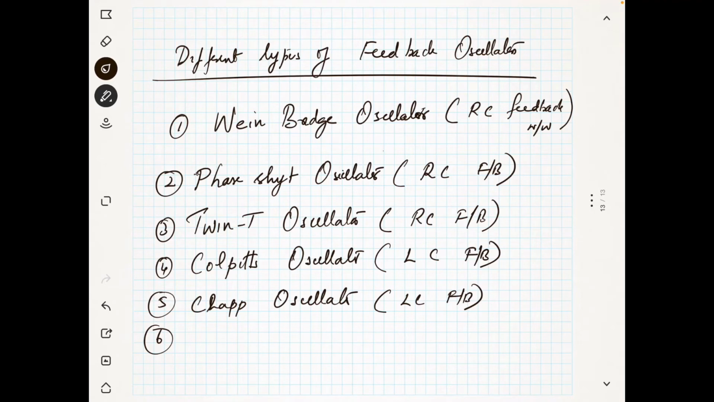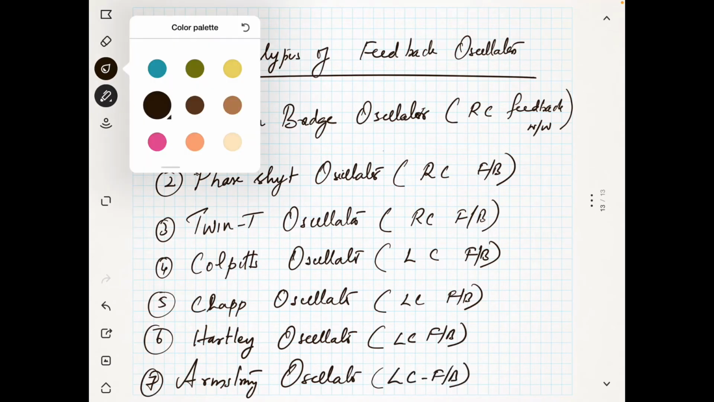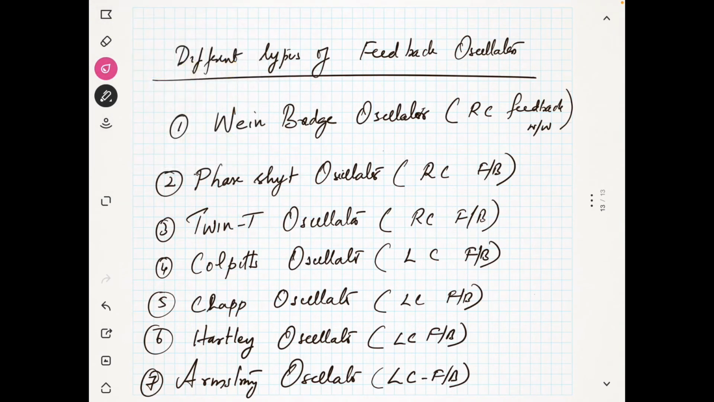Then the Hartley oscillator, and it also uses an LC feedback network. Then the seventh one is the Armstrong oscillator, and it is also an LC feedback network. Now due to the time limitation, we will be discussing the Wien bridge oscillator.